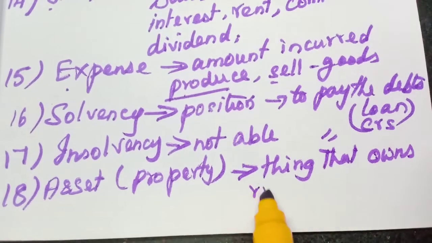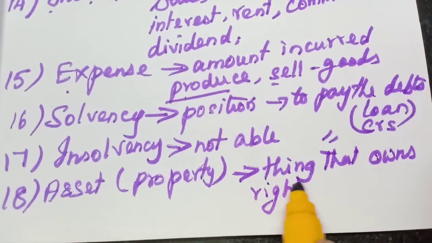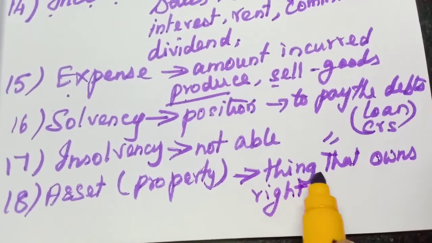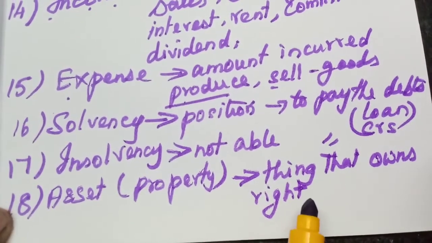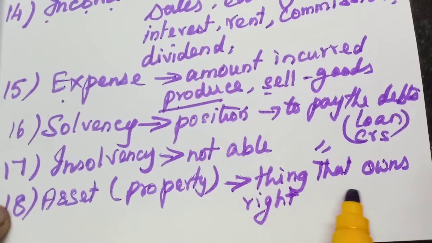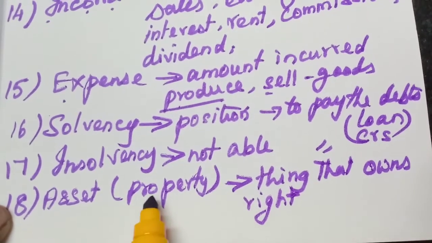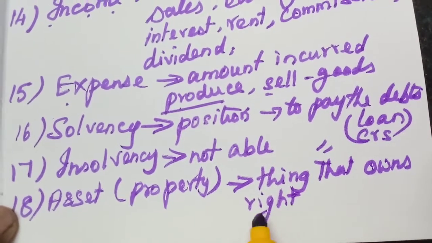Or we can say a right. For example, land that we own is called a property, that is an asset. Otherwise, a building, if we own a building, we can say that is our property, that is an asset. What is your right?